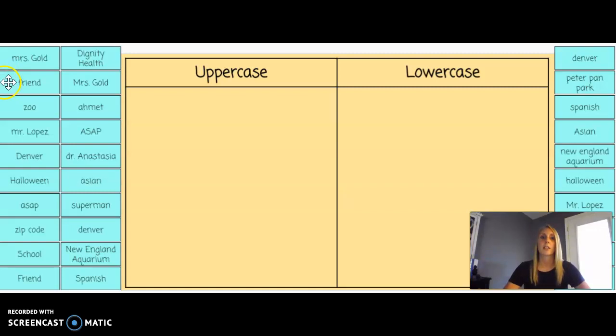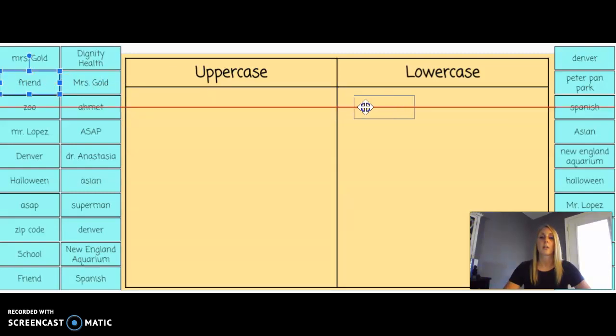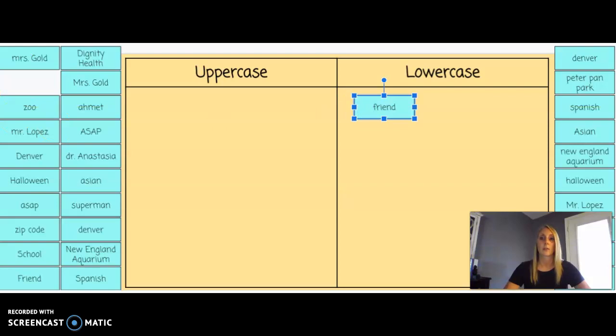I'm going to go down to friend. Friend has a lowercase f. I know that just the word friend does not need a capitalized letter. So I'm going to drag friend to the lowercase column because that is correct. If I keep looking, I have zoo. It's just zoo. It's not giving me a name. So I know that that is correct. It should not have a capital Z. So I'm going to drag it to the lowercase.